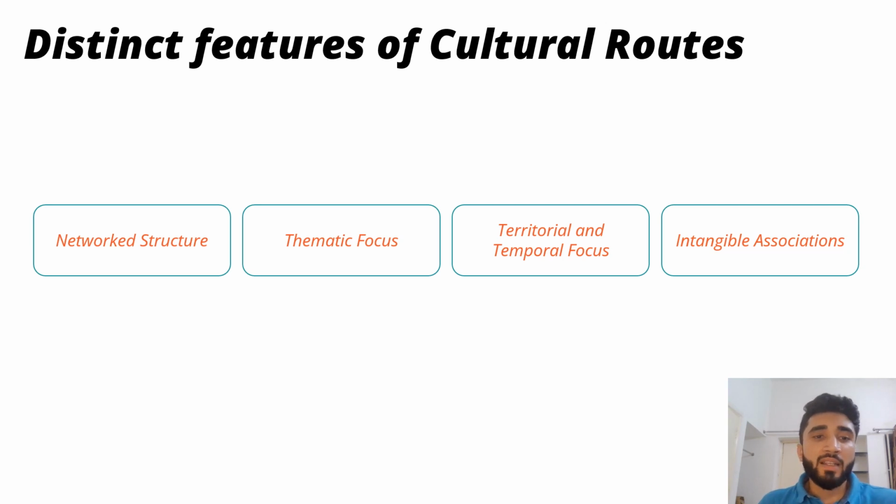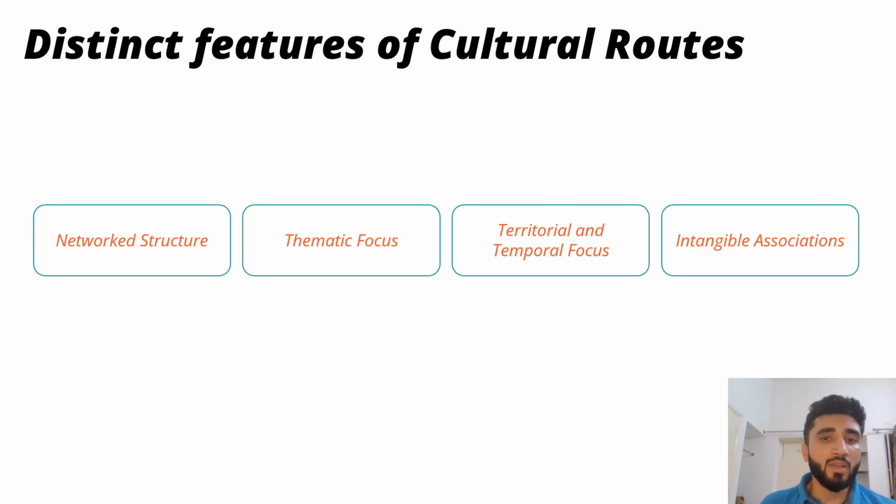So defining distinct features of cultural routes, here we have identified features of cultural routes that are not covered under the existing ontologies like CIDOC CRM. So the first is network structure. CIDOC CRM primarily focuses on single entities and their relationships, but cultural routes, however, are complex networks of interconnected places. And then the second point is thematic focus.